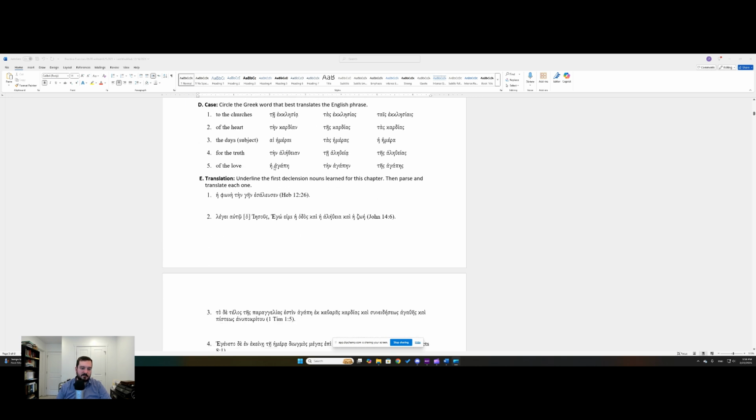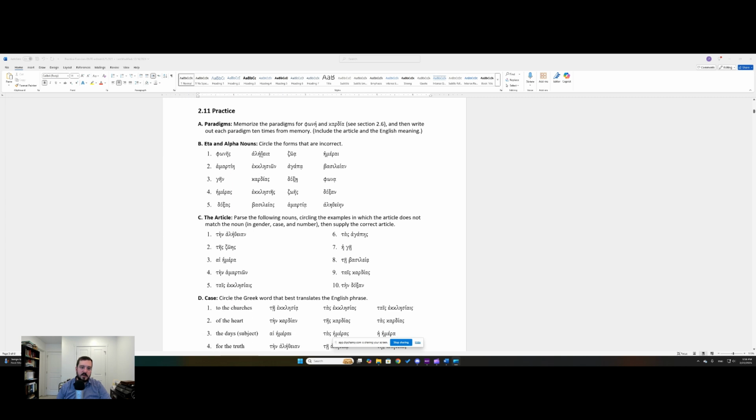We've got 5 different categories, A through E. And the first thing, I mentioned this in class actually on Saturday, is that you need to memorize the paradigms for phone and cardia. And each of these are kind of exemplars of the 2 different first declension patterns, right? You should know that by now, having kind of worked your way through the chapter. We have the eta pattern represented here by phone, and we have the alpha pattern represented by cardia. And they don't decline exactly the same way, right? You know that by now. You've seen that. That's not anything new.